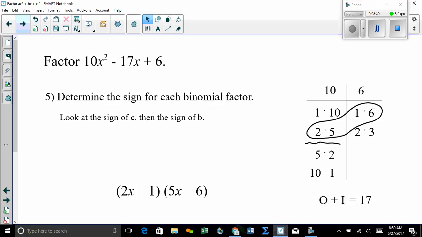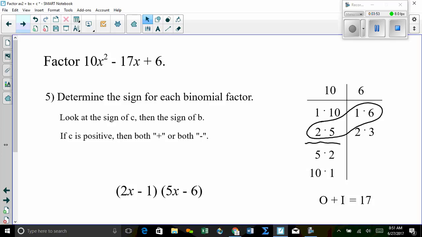We finally have to determine the sign for each binomial factor. We want to look at C, then at the sign of B. So in this case, C is positive, but B is negative. If C is positive, then both factors have to be positive or both have to be negative. So in this case, because B is negative, both of them are going to be minus. So the correct answer is going to be 2x minus 1 times 5x minus 6. We do need to keep in mind, though, that if C was negative, then one would be positive and one would be negative.